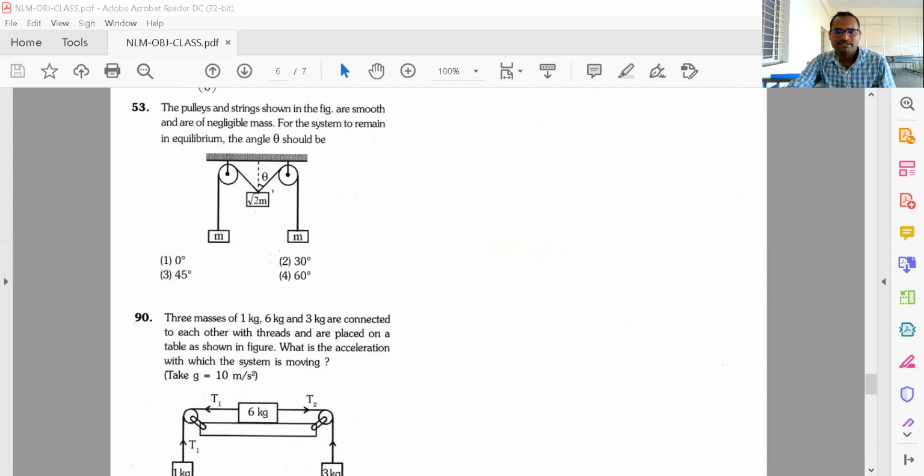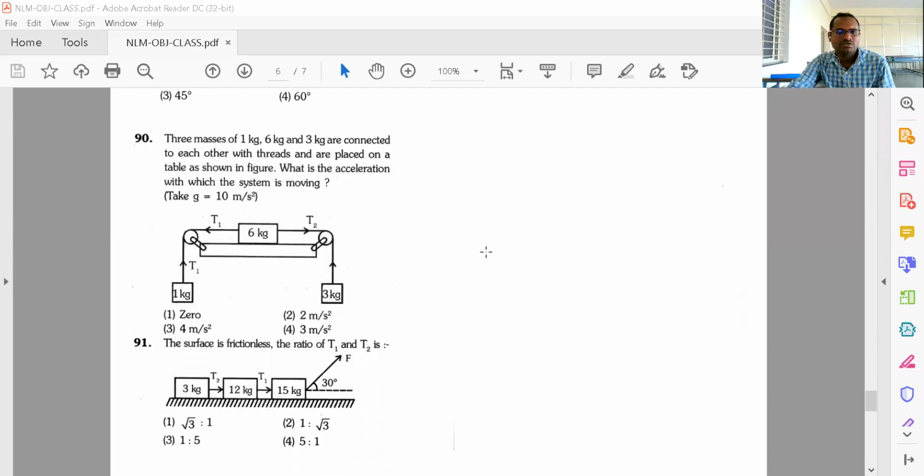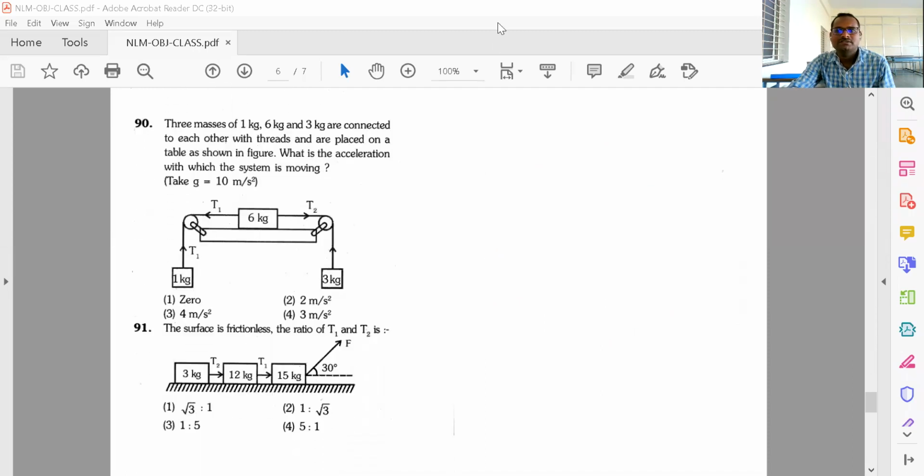Question number 90. Let us go to question number 90. See here, three masses of 1 kg, 6 kg, and 3 kg are connected to each other with threads and are placed on a table as shown in the figure. What is the acceleration with which the system is moving?